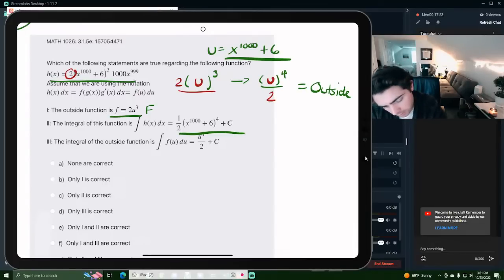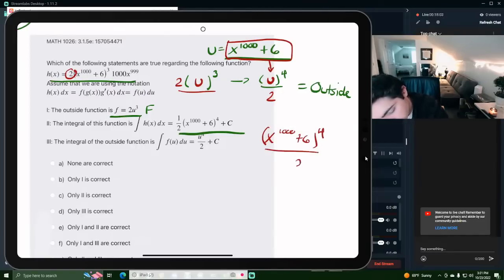And again, u is all this stuff here. So if we plug u in, we have x to the 1000 plus 6 to the 4th all over 2. And then for any antiderivative, we add on plus c. And these two are equivalent. And so I'm leaning towards a true on this one.